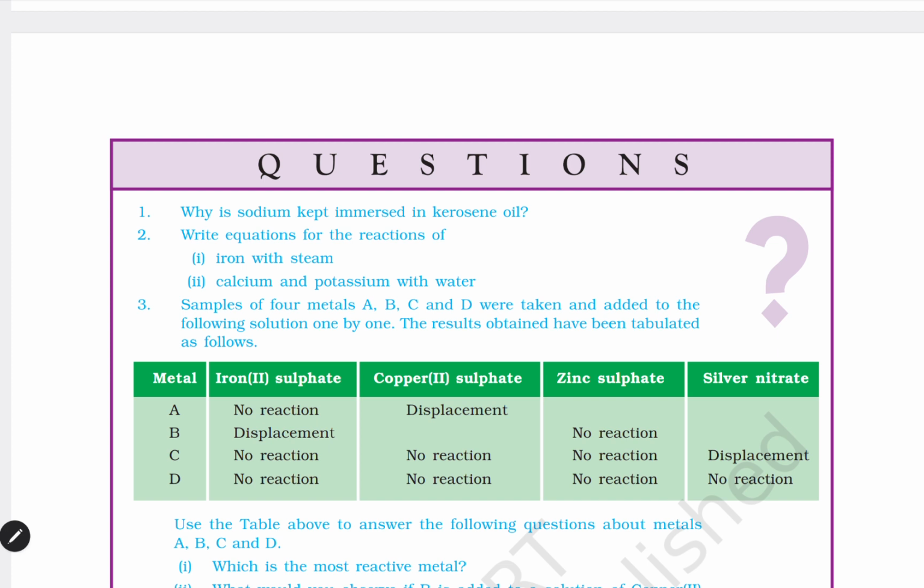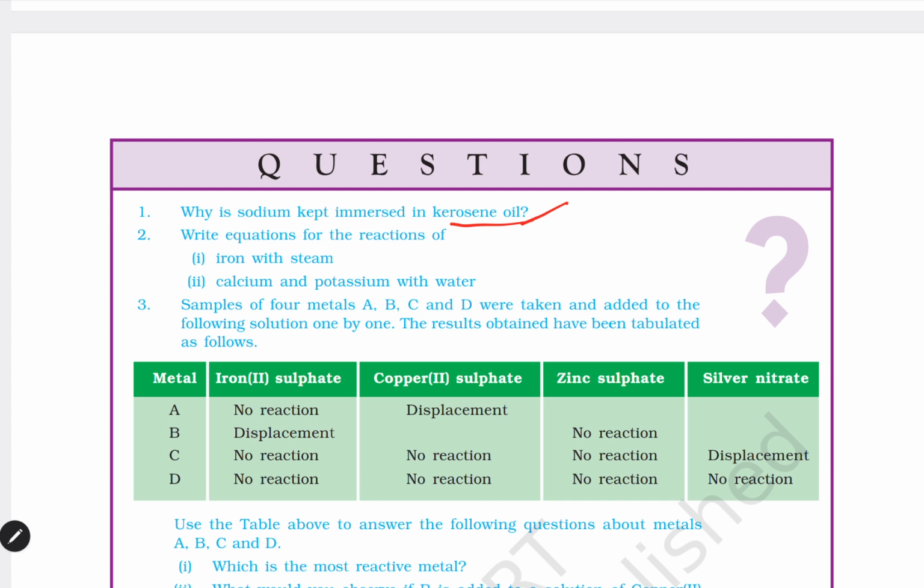Now we discuss the answers to these questions. First one: why is sodium kept immersed in kerosene oil? Sodium is a highly reactive metal. You already know it reacts quickly with oxygen and moisture in the air. If it is left in open air, it can catch fire spontaneously. Hence, to prevent this accidental fire, sodium is stored under kerosene oil.